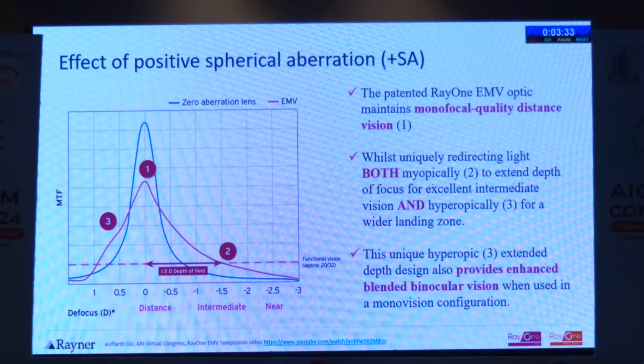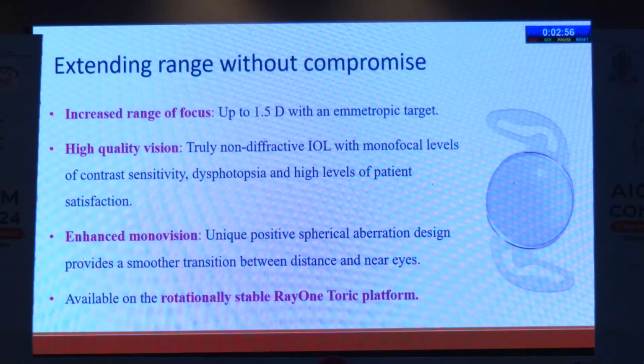What is the effect of the positive spherical aberration? First, the patented RayOne EMV optic maintains monofocal quality of distance vision. You can see the blue one is the monofocal lens and the pink one is the RayOne EMV. While uniquely redirecting light myopically to extend depth of focus for excellent intermediate vision, and hyperopically, 0.3, for a wider landing zone. This 0.3 which you can see is the quality which can be used for making a micro monovision type of effect. This gives high quality vision, enhanced monovision, and the rotationally stable RayOne Toric platform.